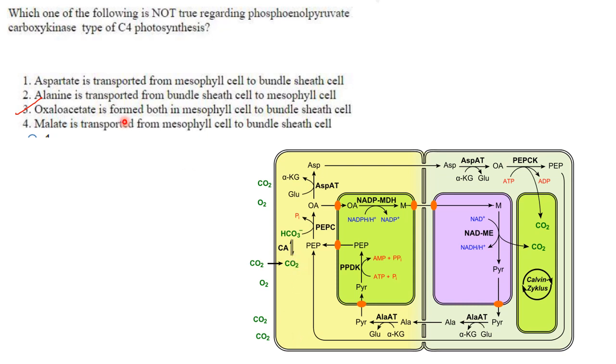Then alanine is transported from bundle sheath cell to mesophyll cell. If you see here, alanine is transported from bundle sheath cell to mesophyll cell. That is also correct. Then oxaloacetate is formed both in mesophyll cell and bundle sheath cell. I don't know what they meant by this statement, but anyway, that is the answer. Oxaloacetate is formed both in mesophyll and bundle sheath cell.